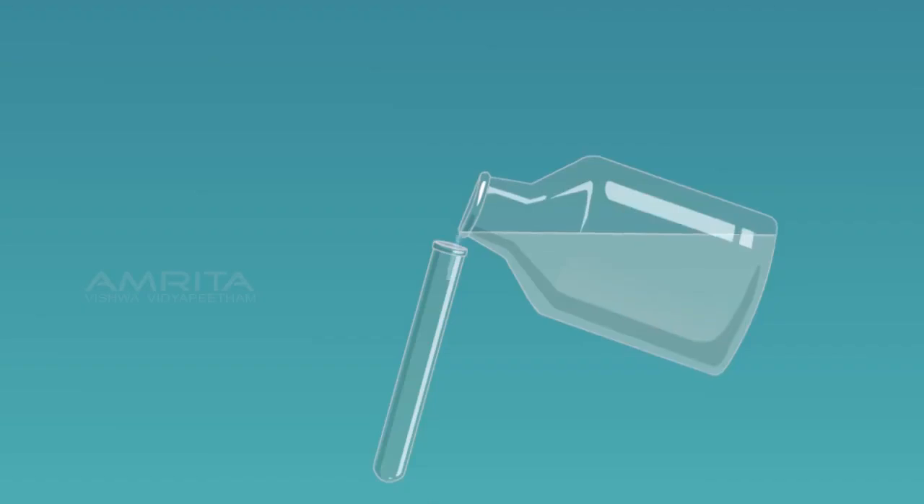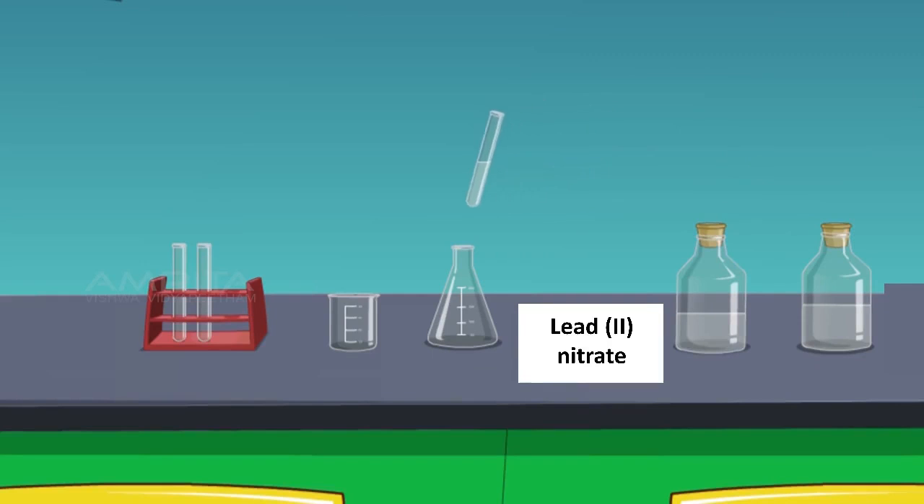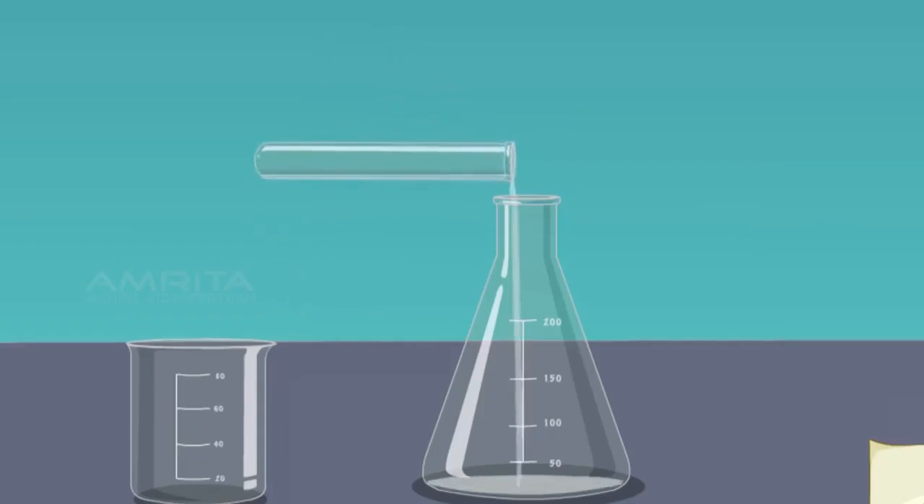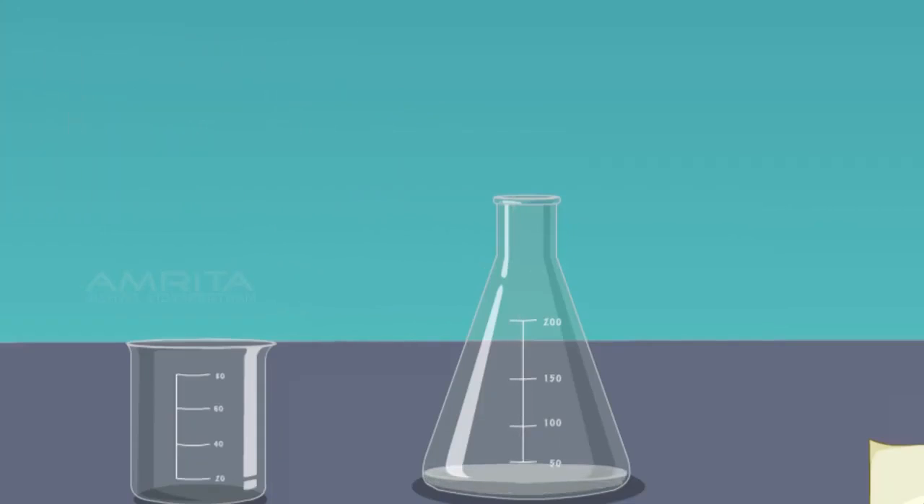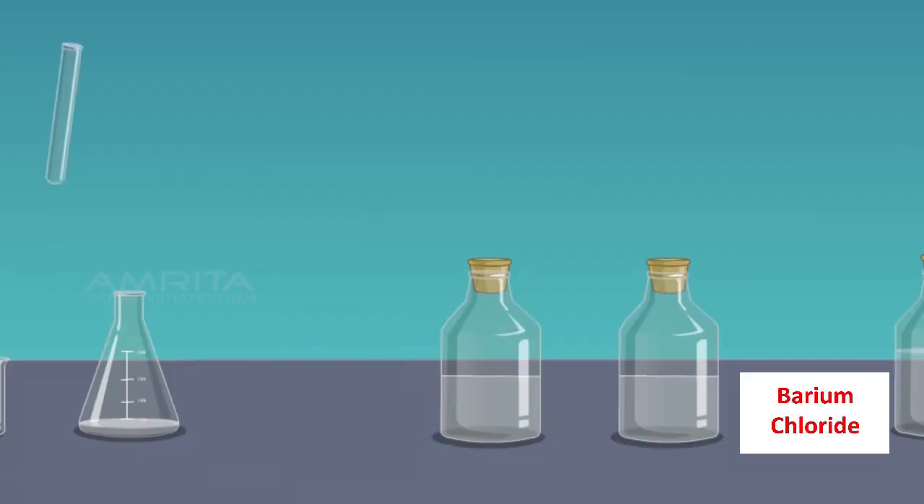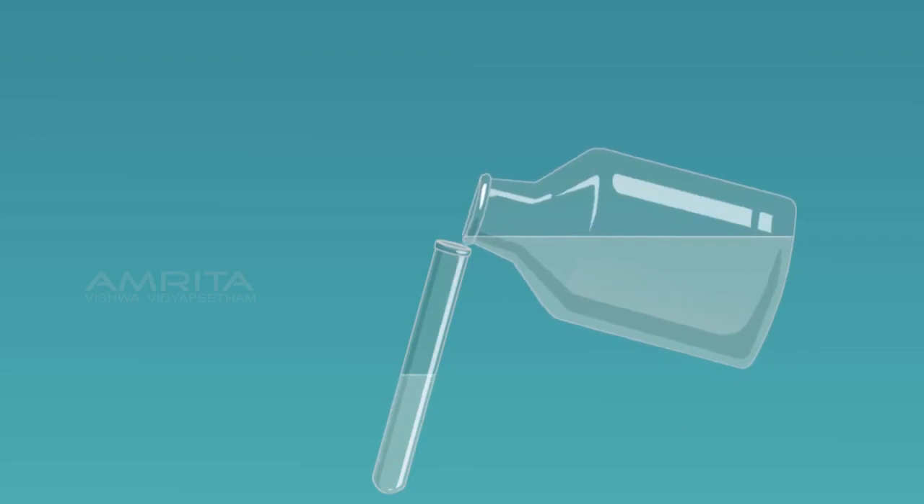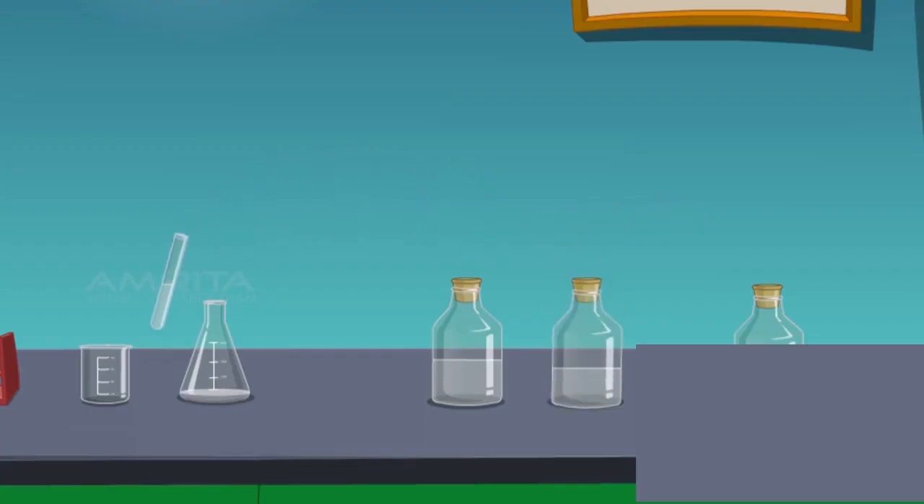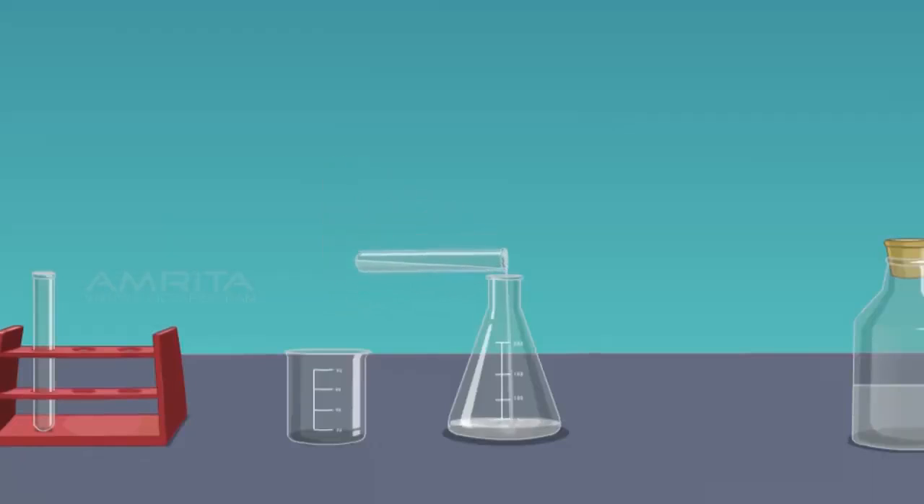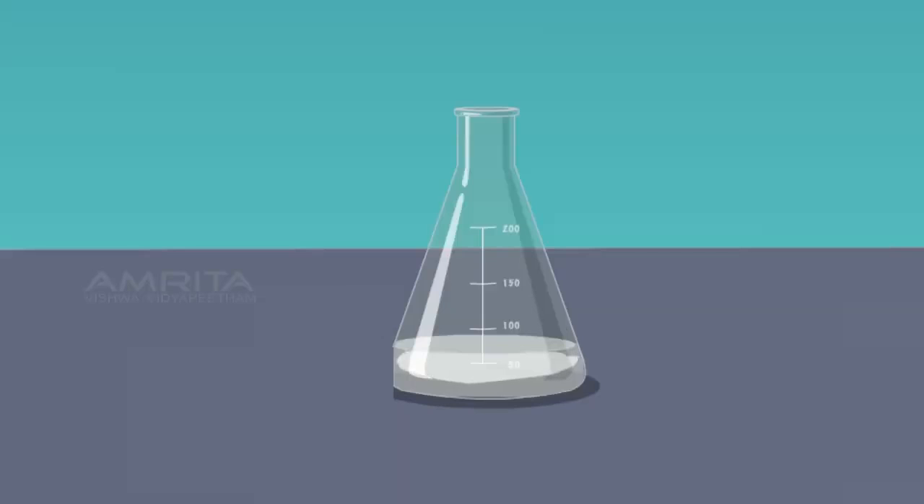We're going to continue on with lead(II) nitrate. And this time we're going to combine with our lead(II) nitrate some barium chloride. So here goes our barium chloride into the test tube. The barium chloride gets put into our flask. And look at that, we have another white precipitate forming. So our reaction has occurred.